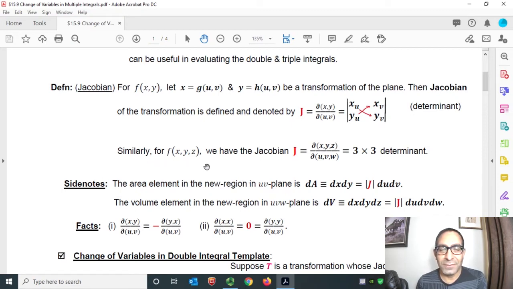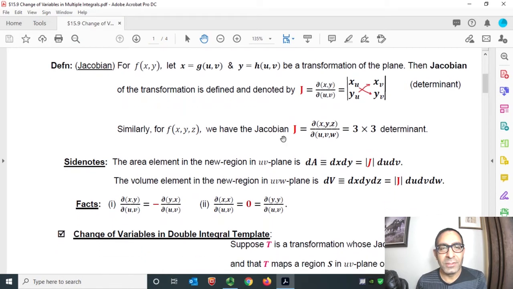Similarly, for a function of three variables, we have the Jacobian J equals the 3 by 3 determinant whose entries are, in the first row x_u, x_v, x_w, second row y_u, y_v, y_w, and third row z_u, z_v, z_w. Just like this one, but here we have a 3 by 3 determinant. Great. I hope this definition makes sense to you all.